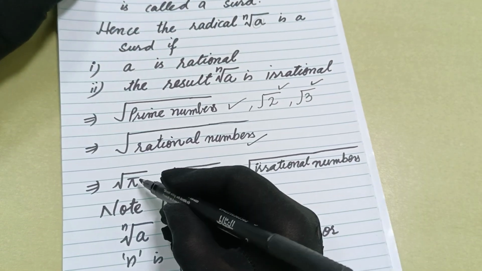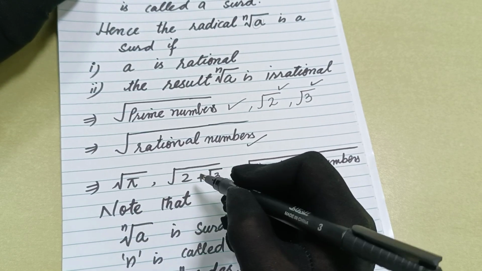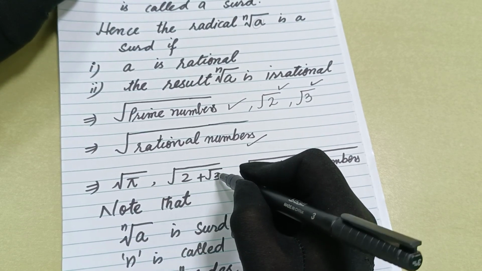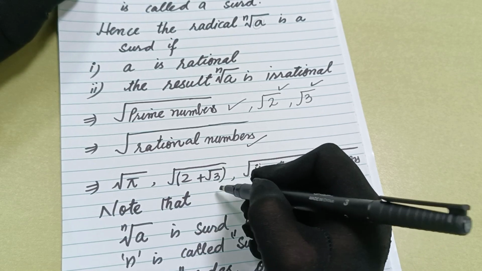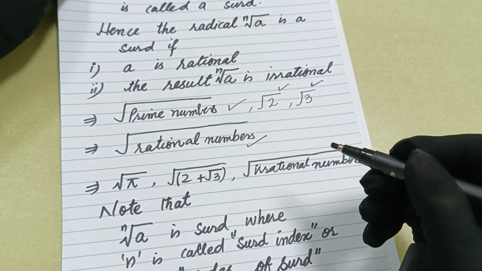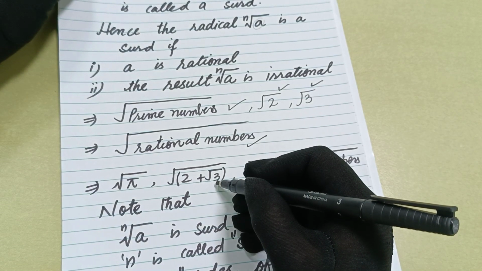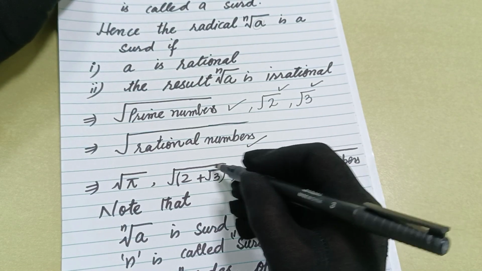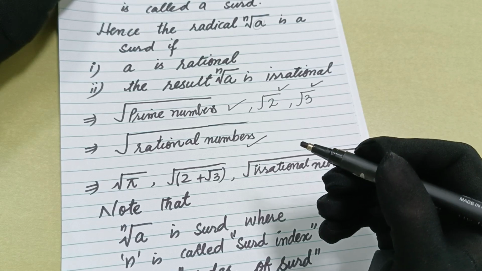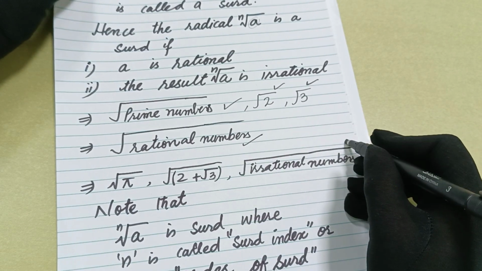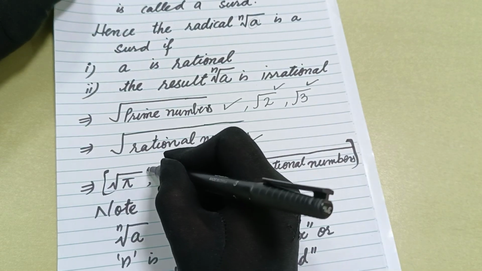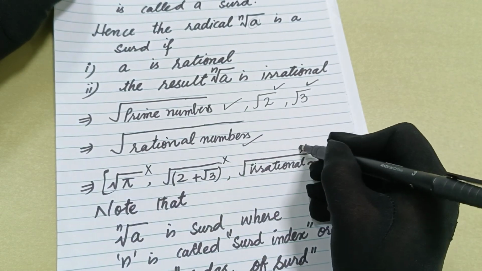But in case you have pi in the square root, or square root of 2 plus square root of 3, then when you solve, this number is not a rational number, so it's an irrational number, and an irrational number inside the square root will not form a surd. Inside the square root, all irrational numbers are not a surd.